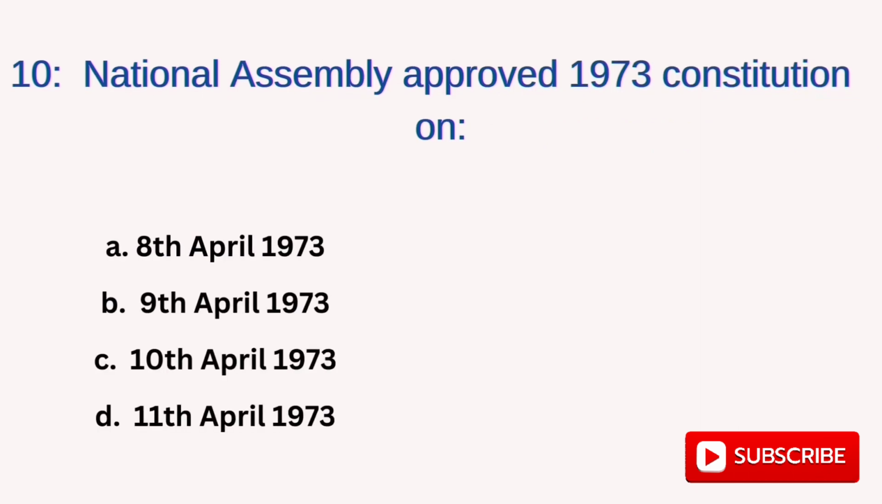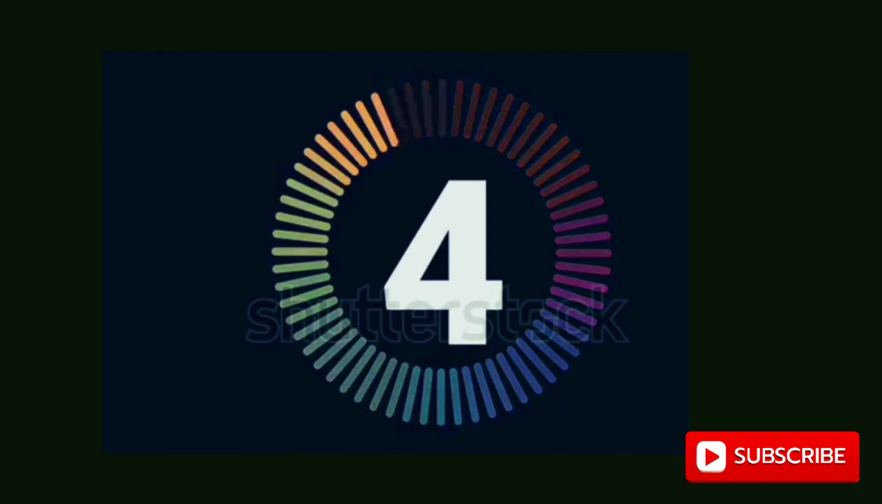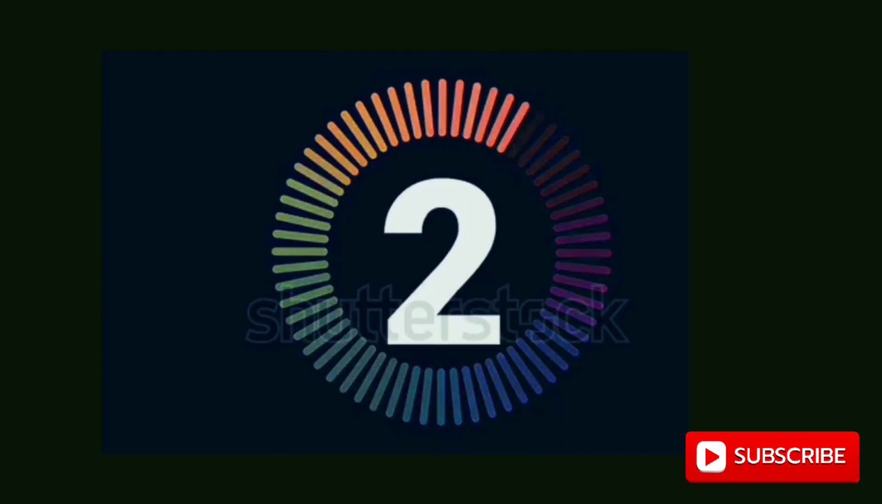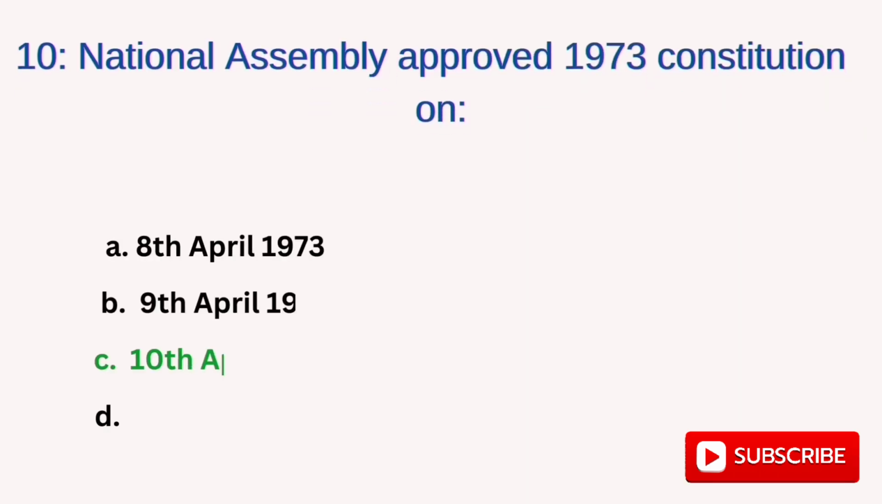Question 10. National Assembly approves 1973 Constitution on A. 8th of April 1973, B. 9th of April 1973, C. 10th of April 1973, D. 11th of April 1973. Correct answer is C.